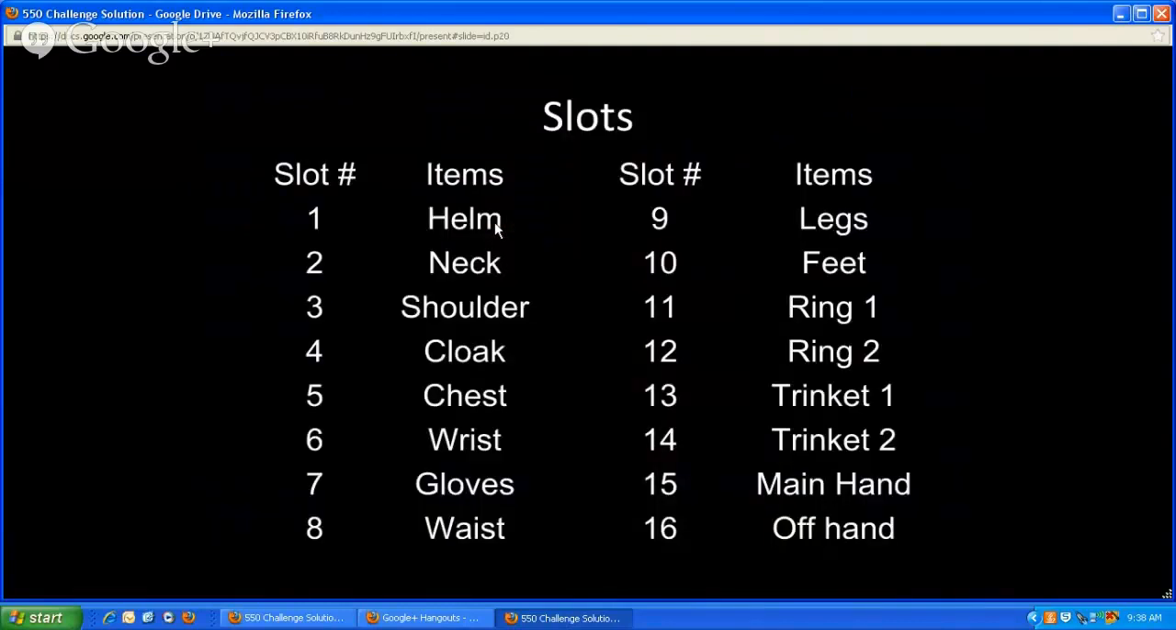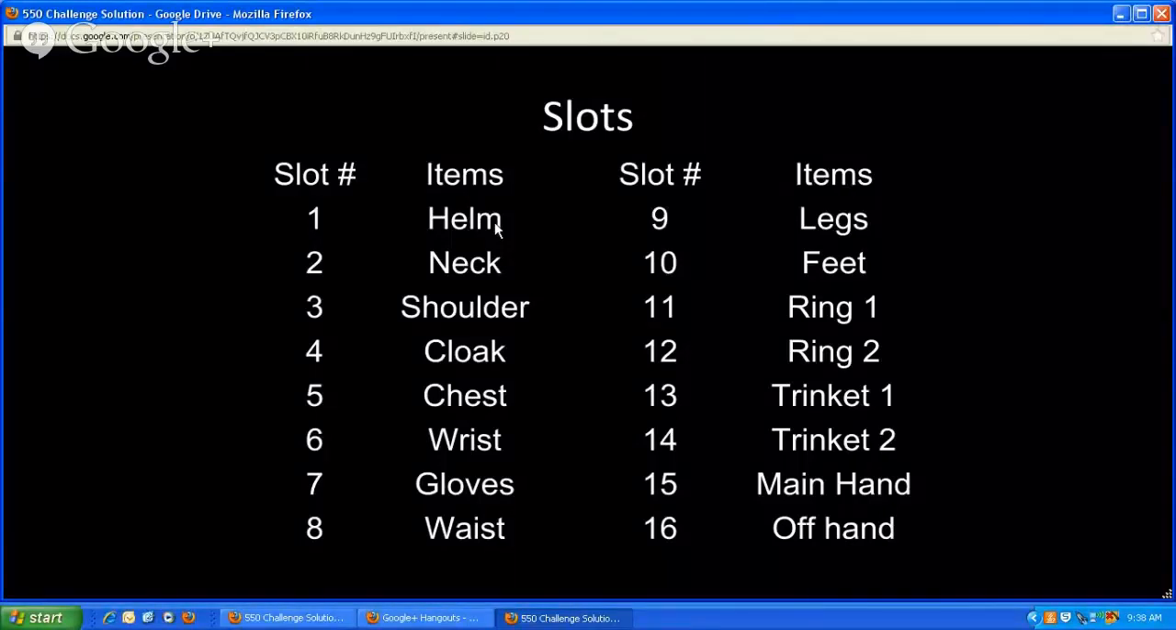And in writing, in case you didn't like the graphic, we also have the list of slots here. So helm, neck, shoulder, cloak, chest, wrist, gloves, waist, legs, feet, the first ring, the second ring, the first trinket, the second trinket, the main hand, and an off hand. So those are the 16 slots that you're working with.